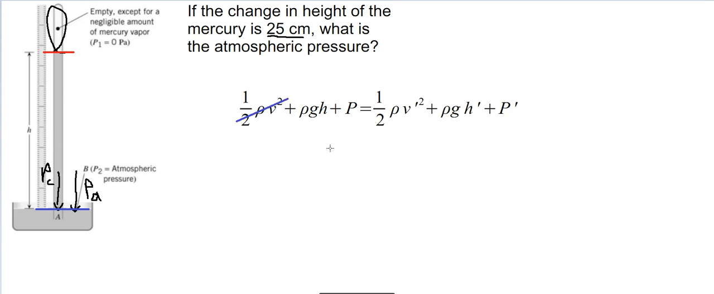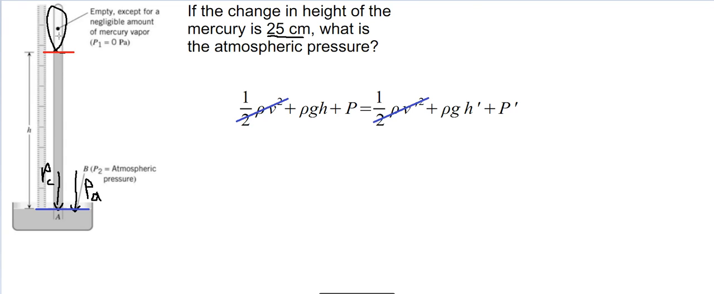What that means is you can immediately get rid of the kinetic energy associated term there, because the velocity or the speed of the thing at both the top and the bottom part that we're going to pick, the red line and the blue line, are zero. So you can just get rid of them altogether. Now, what we want to do here is figure out what the pressure difference is between these two points.